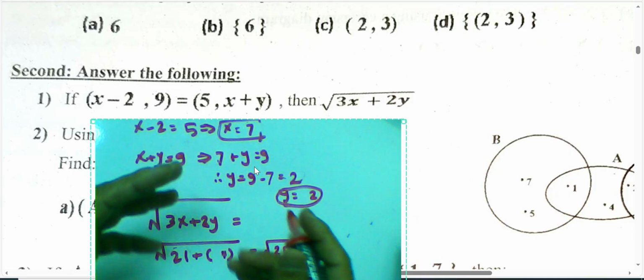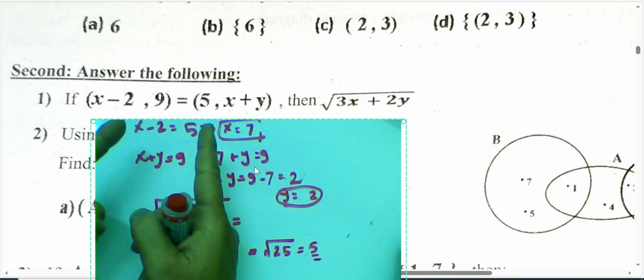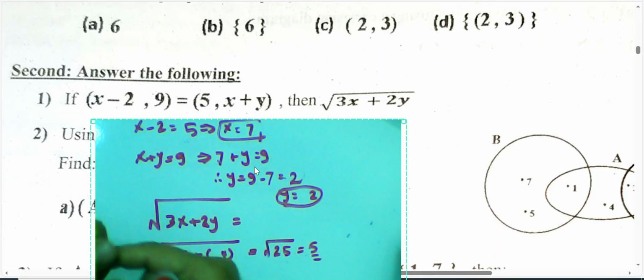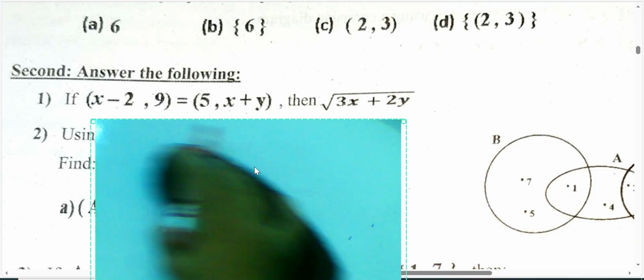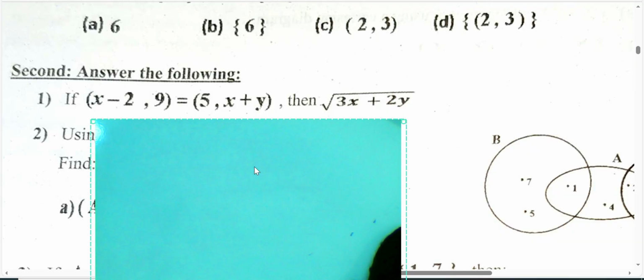Okay, you must pay attention to the numbers. First, x minus 2 equals 5. And 9 equals x plus y. And the result will be 5. Next question.